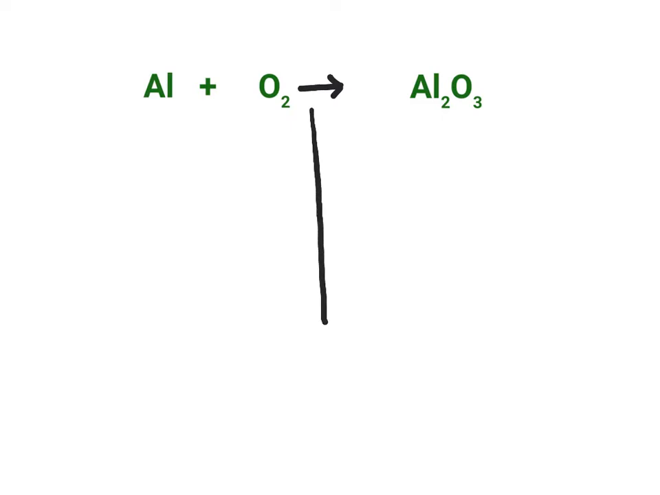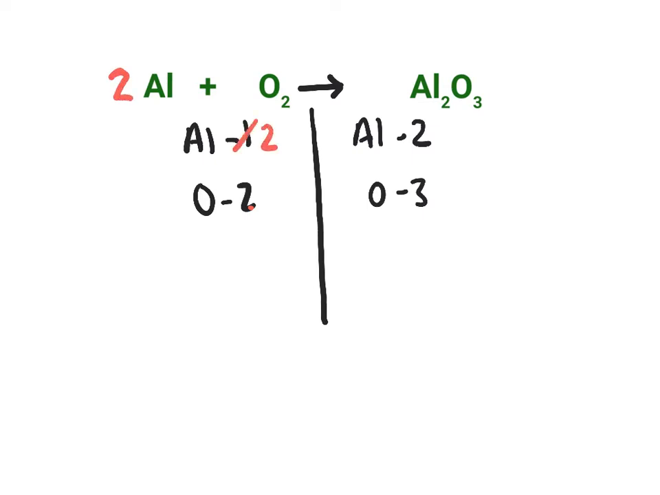Let's count it again. So we'll start with the left side. We have Al, which has just 1. We have O, which has 2. On the right side, we have Al, which has 2. And we have O, which has 3. So we're going to start with our easily multipliable relationships. We have 1 and 2, and we have 2 and 3. 2 and 3 does not multiply easily through to whole numbers, so we'll start with 1 and 2. If I put a 2 in front of the Al, that makes it a 2. It doesn't change anything else, and Al is good.